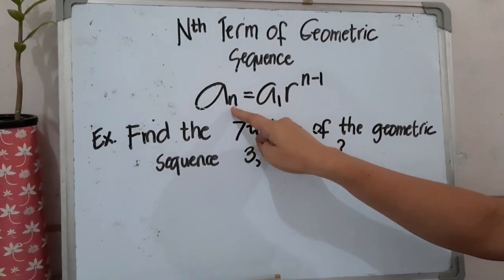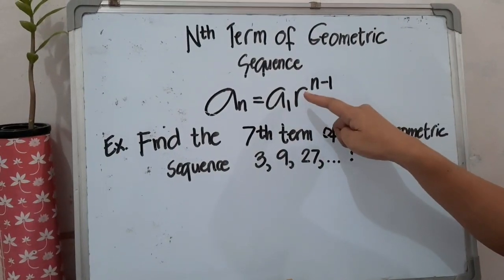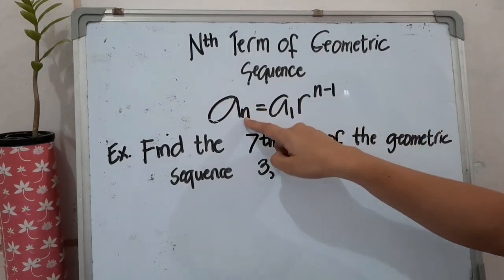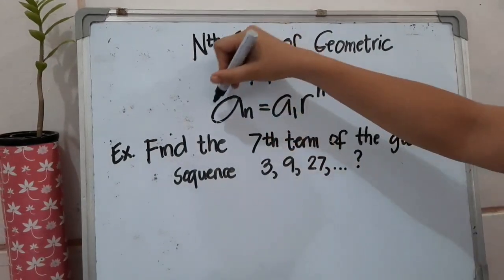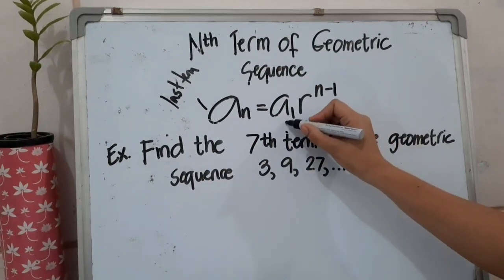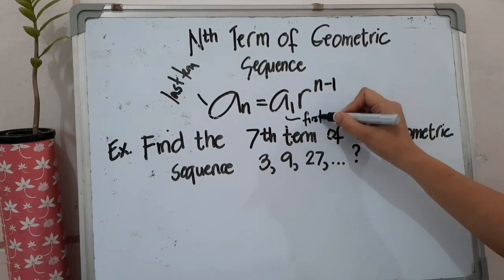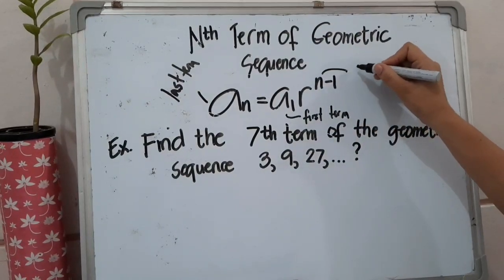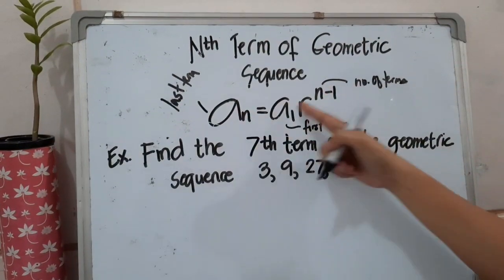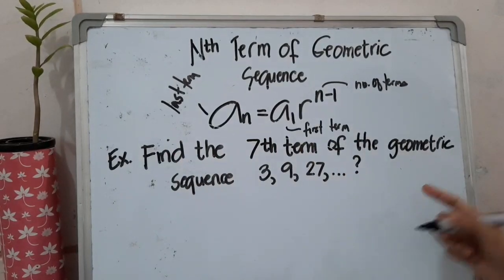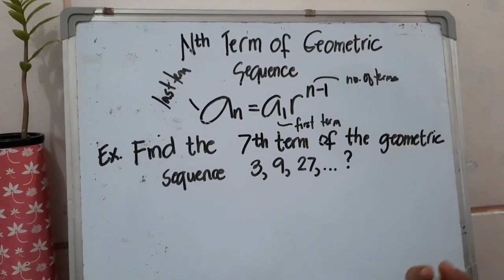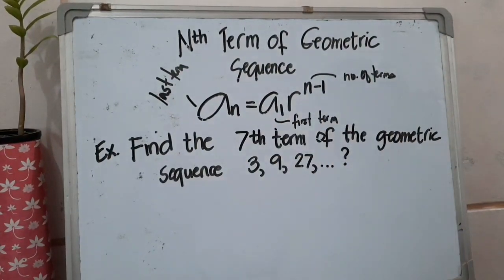So we have last term equals first term times r, or the ratio, raised to the power of n minus 1. Don't forget, a sub n stands for the last term. A sub 1, always remember, that's your first term. And n will stand for your number of terms. So with this formula, we can solve this kind of problem. Yes, I know we can use skip counting, 3 times 3 times 3 times 3, but it will take you a very long time. But with this formula, we can get the answer directly.